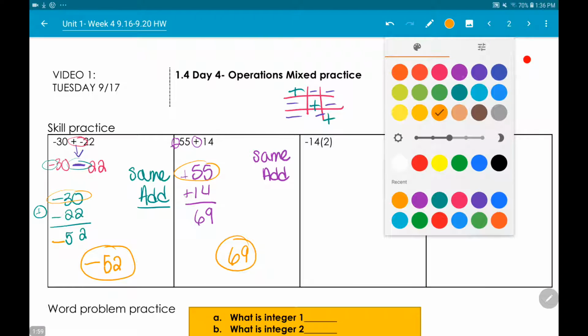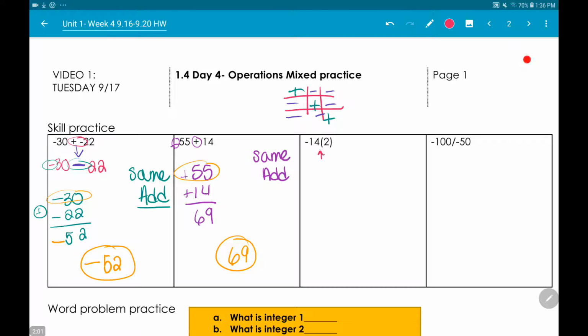All right, parentheses mean to multiply. So we do 14 times 2. 2 times 4 gets us 8. 2 times 1 gets us 2. So I have 28, but my 14 was negative and my 2 was positive. So those are different signs. So my final answer is negative.